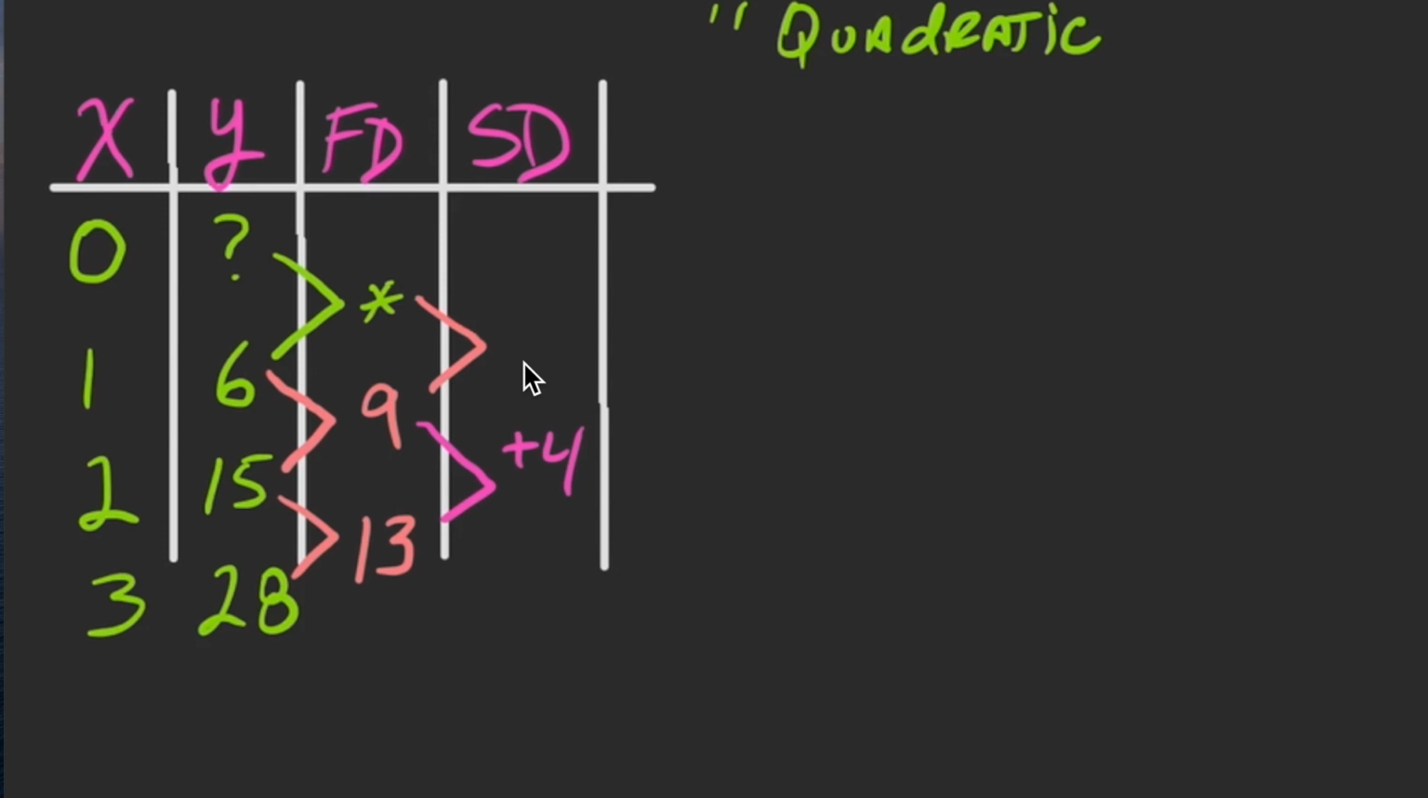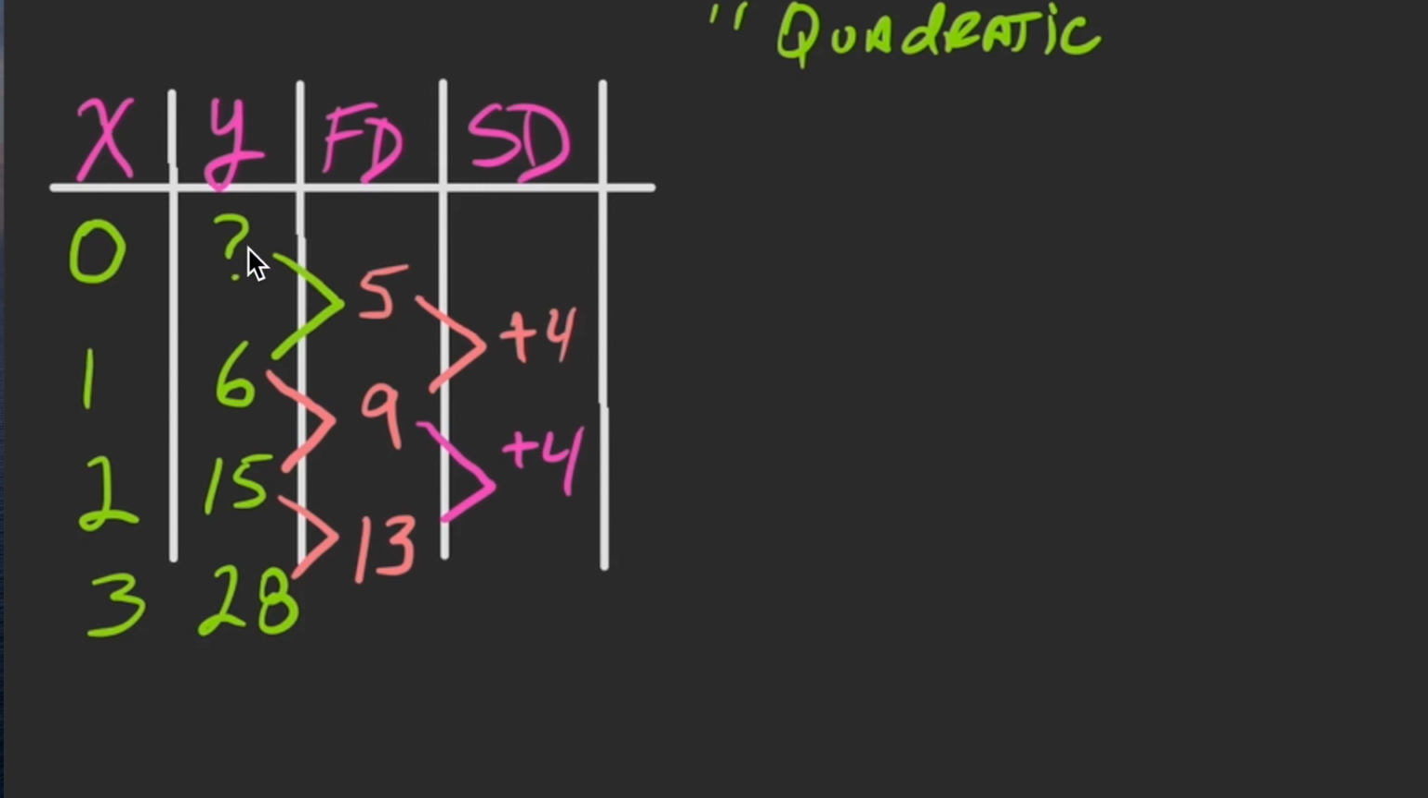If the same difference is positive 4, which we know it is, that means 9 minus asterisk has to equal positive 4. That tells us that the asterisk has to equal 5. So we replace that asterisk with 5.